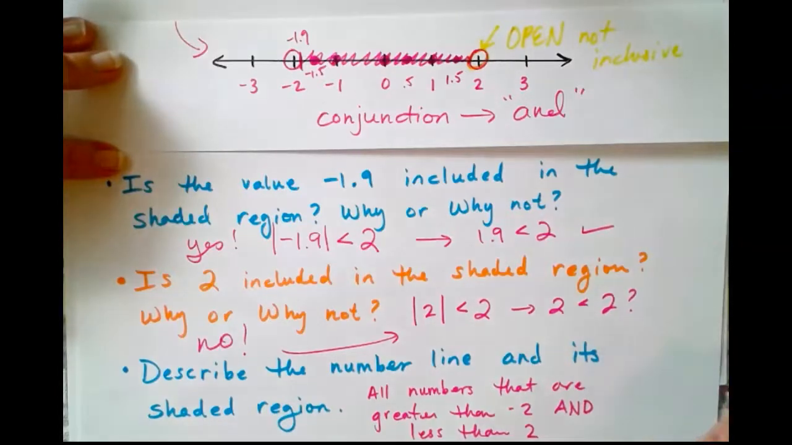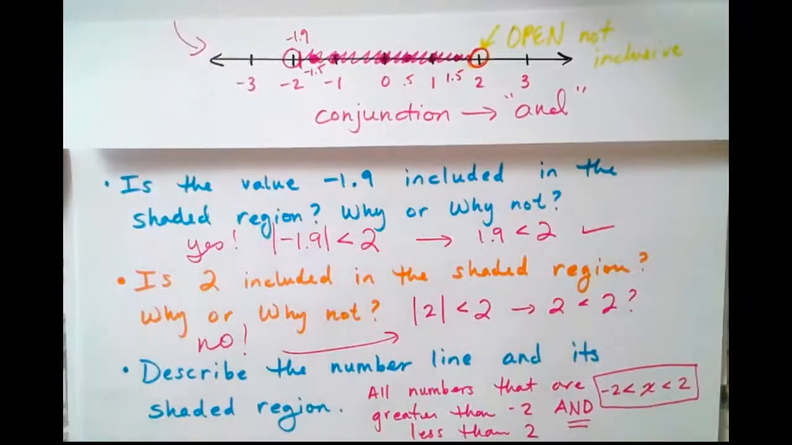If we wanted to do that algebraically, we could do it with an inequality that looks like this. We could say, well, x is strictly bigger than -2, but it is less than +2. It's in the middle. It's in the in-between. It's in the overlap because it's an and situation.